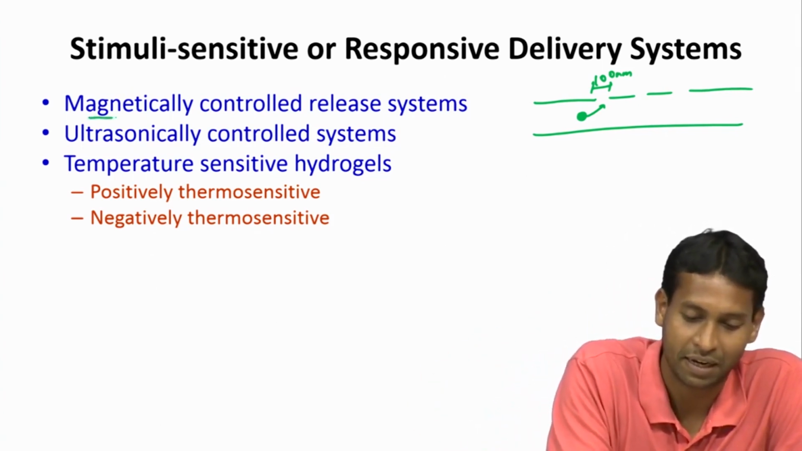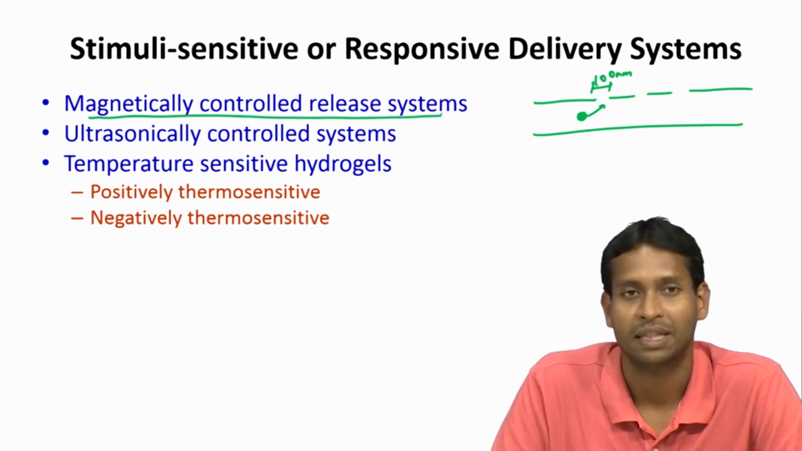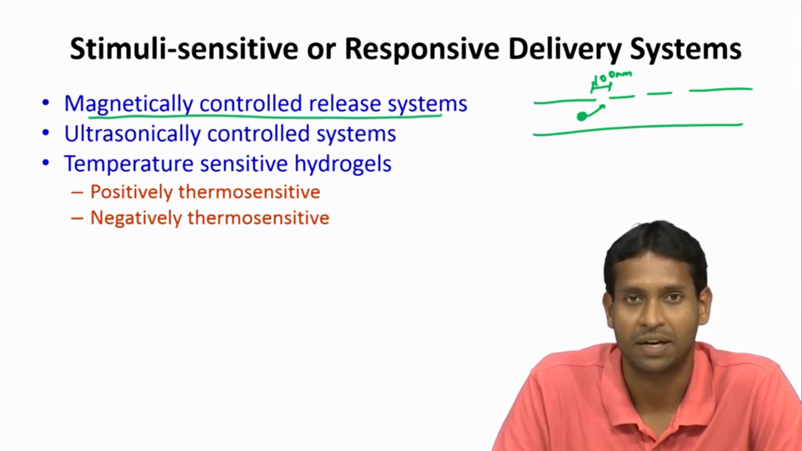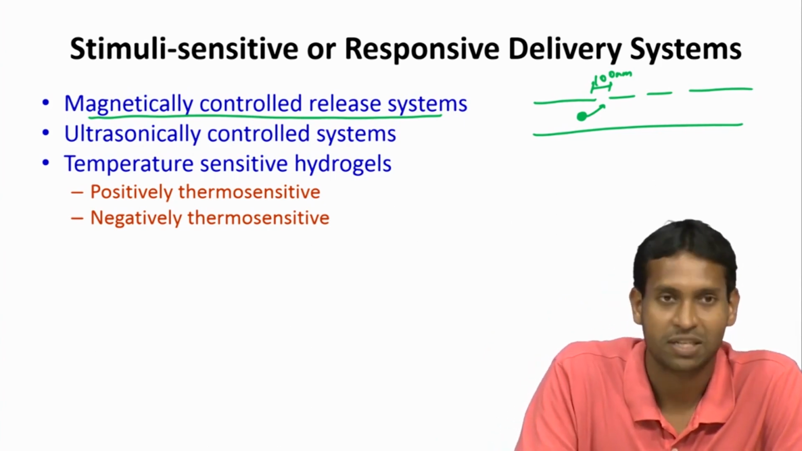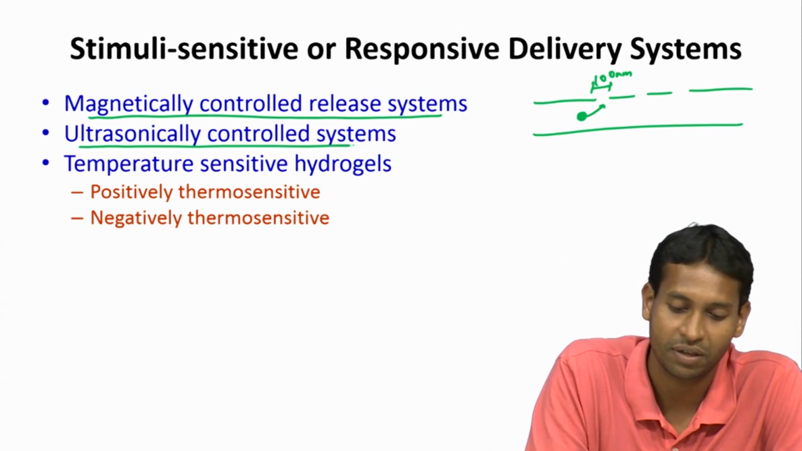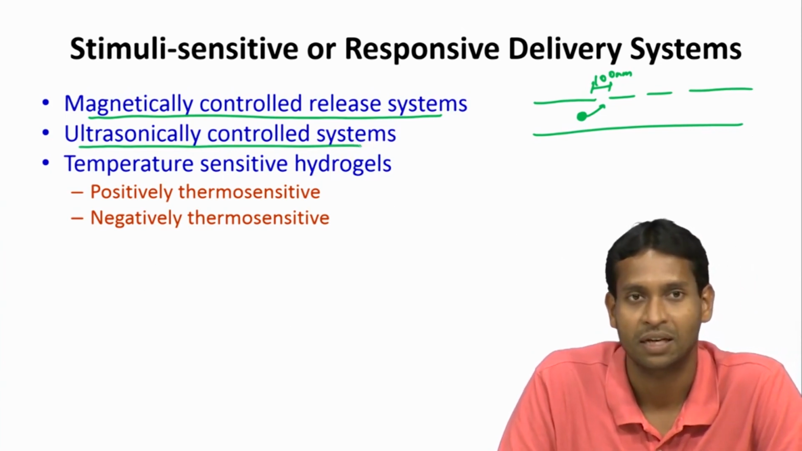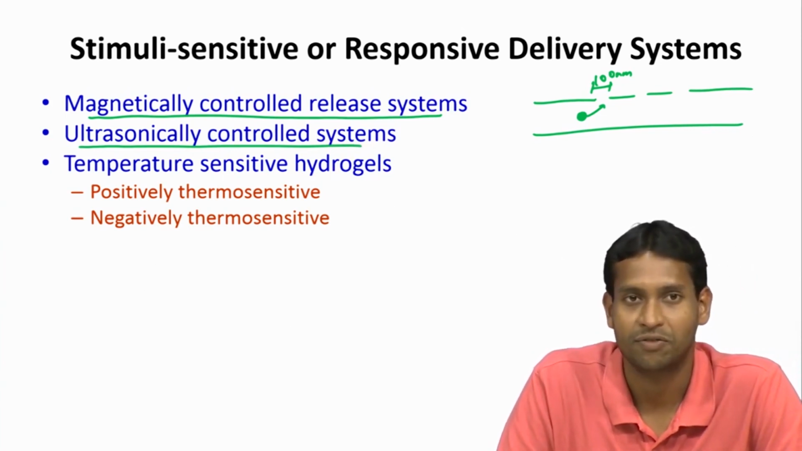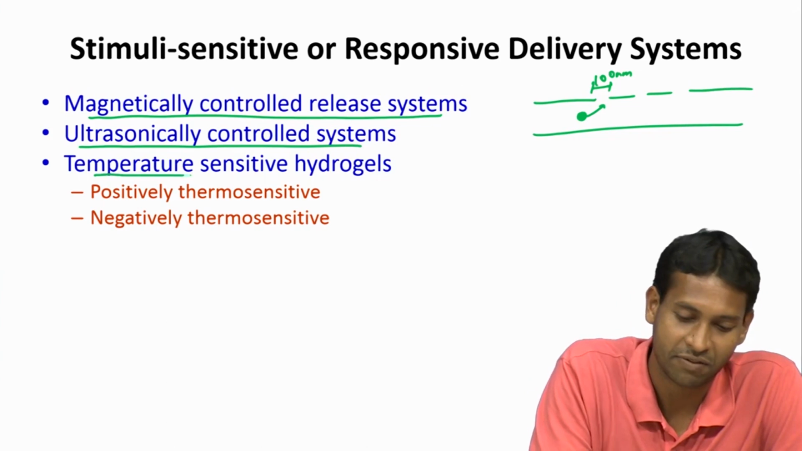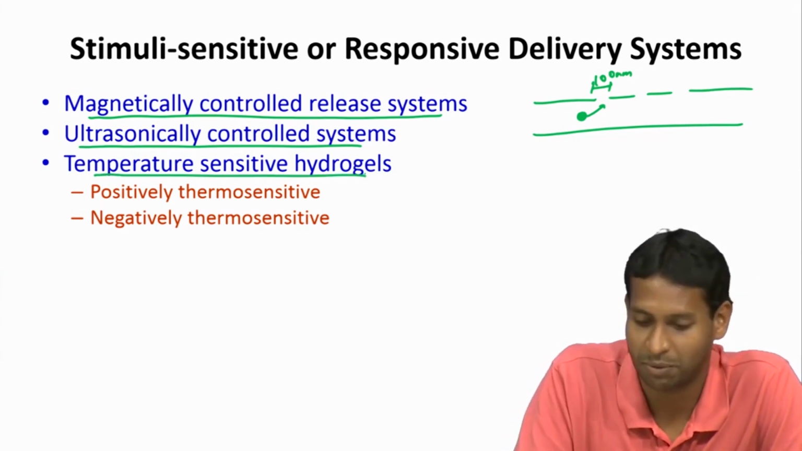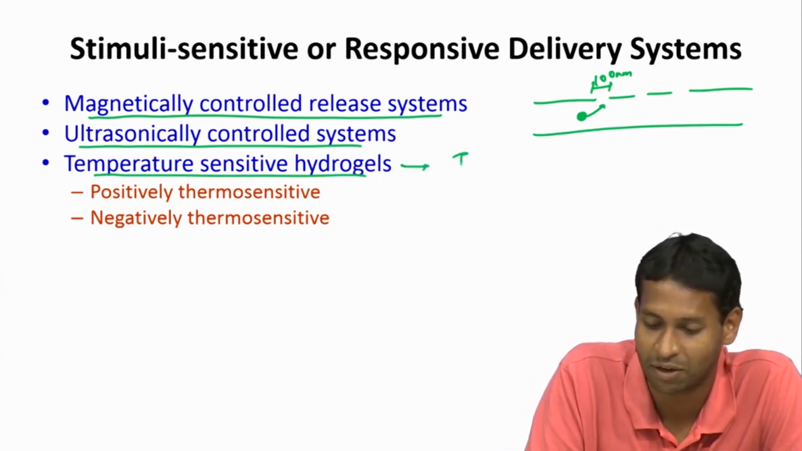One is the magnetically controlled release system, which means that it will respond to a magnetic field, and we are going to go into details of some of them. Then we have the ultrasound controlled system, where we can use ultrasound waves to control our systems, either to release molecules or to change their properties. Then we can have temperature sensitive hydrogels. Some of this we already talked about when we were talking about in situ hydrogels.